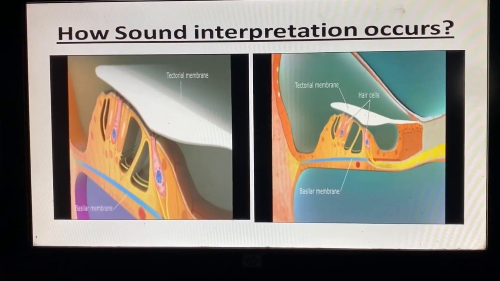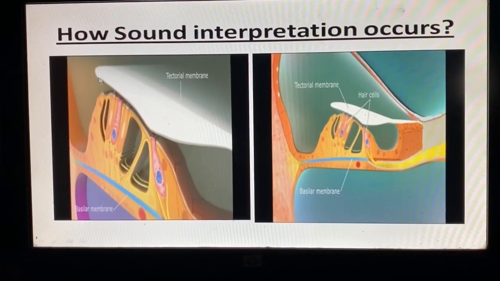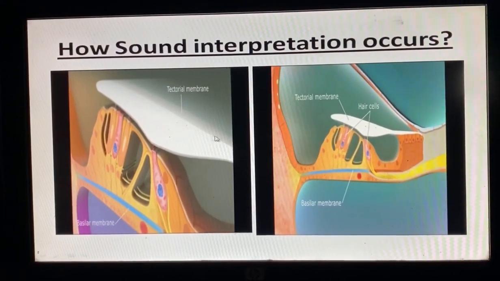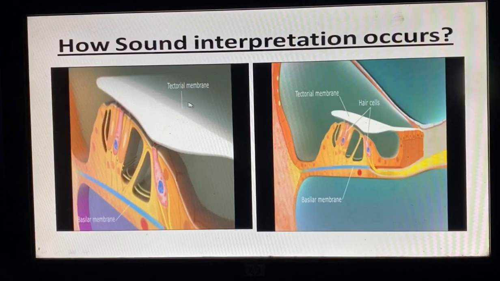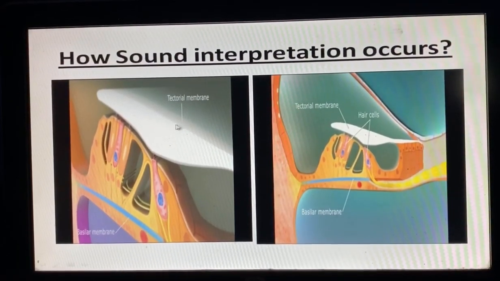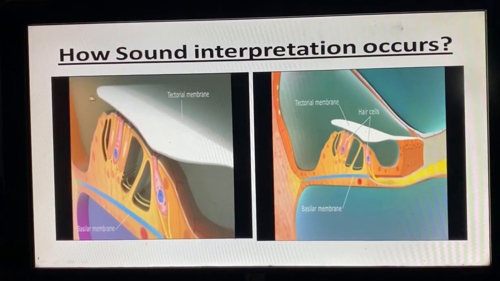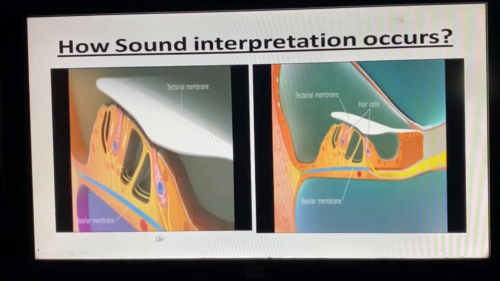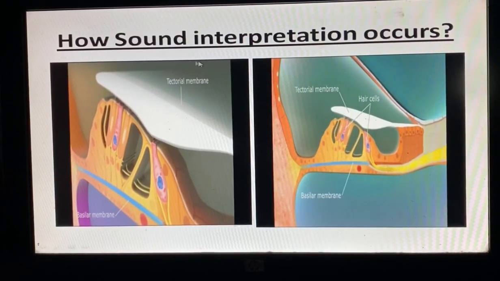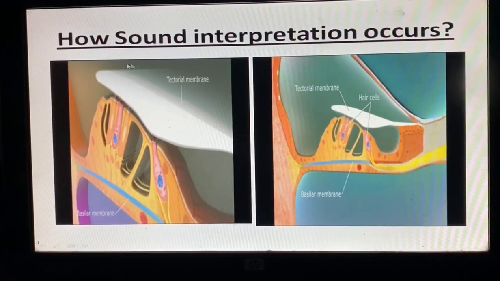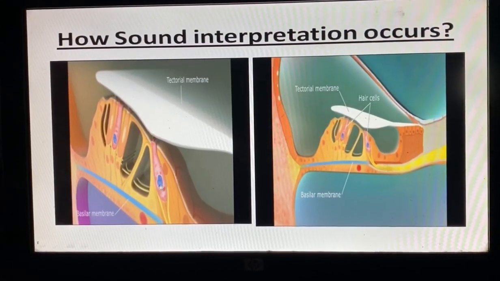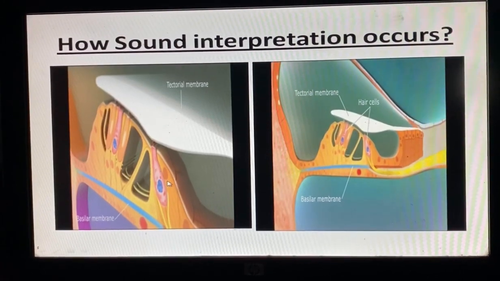Well, this is the detailed mechanism of sound interpretation for your ease of understanding. This is the tectorial membrane. Many students asked me that they don't understand the tectorial membrane and the unit. This whole part is white, and you see this whole part is called the organ of Corti. This is the unit of hearing and the most important part of hearing, of course, which is situated inside the cochlea.